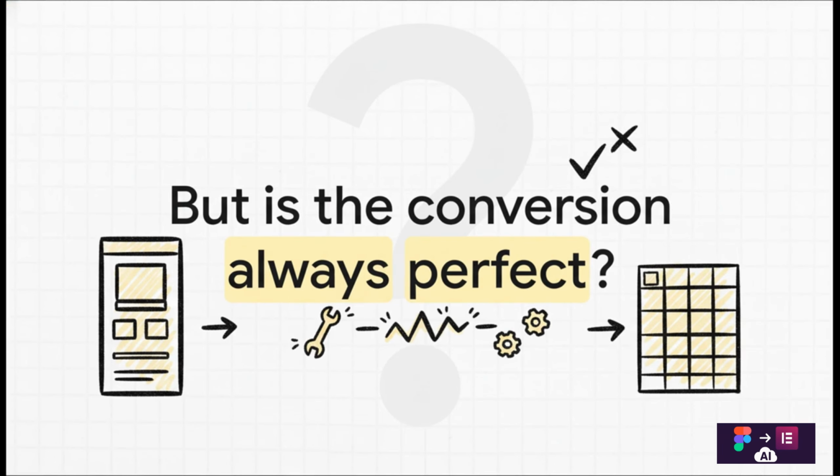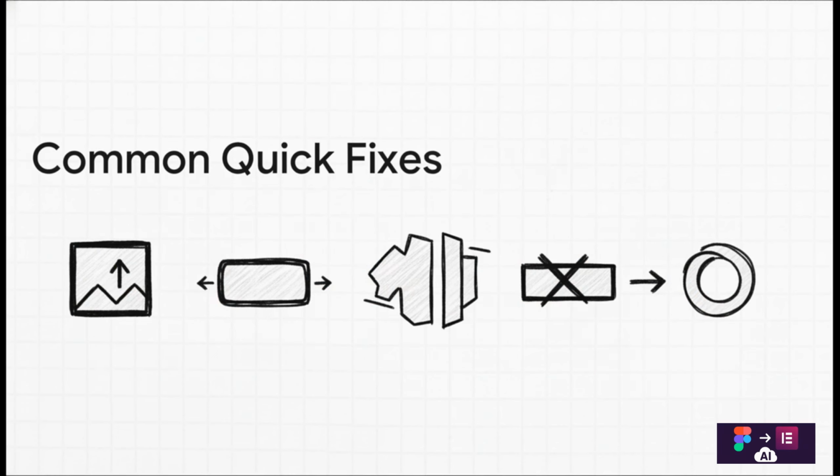So, let's just ask the question straight up. Is it a perfect one-to-one conversion every single time? The honest answer is no, not quite. But, and this is the important part, the fixes are usually super quick and really minor. So from what we've seen, here are the most common little touch-ups you might have to do.